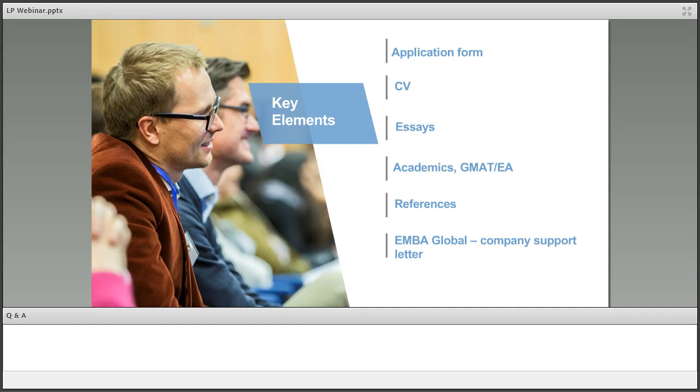And then we have references. So 2 references are compulsory. One of them has to be from your line manager. There are 2 reasons for that. The first one is that your line manager works with you on an everyday basis. They know the strengths and the weaknesses that you have, which will help you whilst you're on the program. And then it's also our way of knowing that your employer is aware of you applying to London Business School. Your employer is your biggest stakeholder whilst you're doing the program, so we need to know that they're aware of this commitment that you are going to be making.